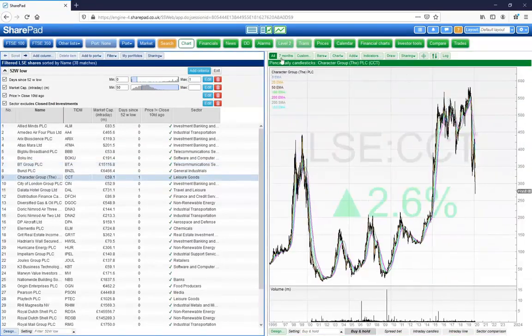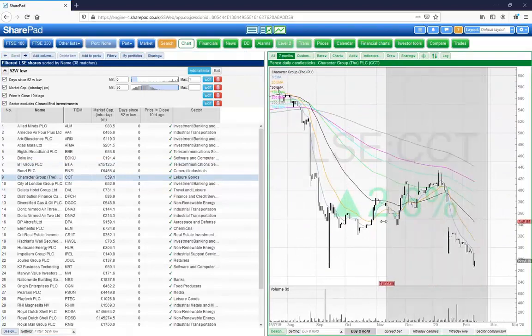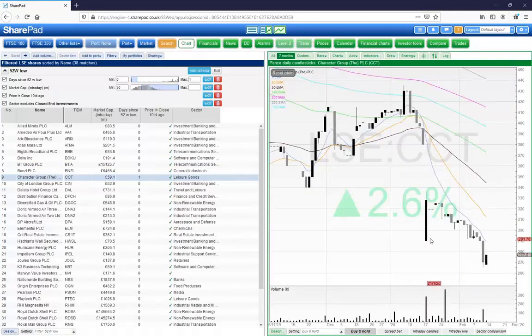Character Group, this one, it's already fallen through support, so I wouldn't like to short it now. In my mind, the best time to short is when it's falling through. So yesterday would have been a great entry, and you could put your stop somewhere around here. So if there is a big rally, you get taken out. But if you did short the stock yesterday, you'd be nicely in profit.